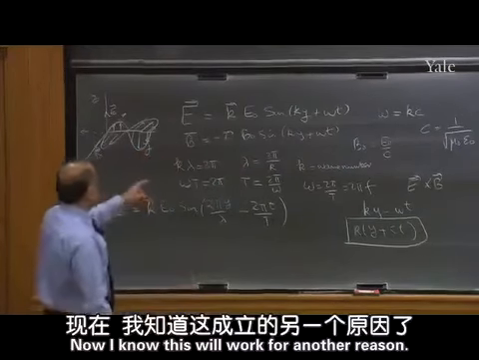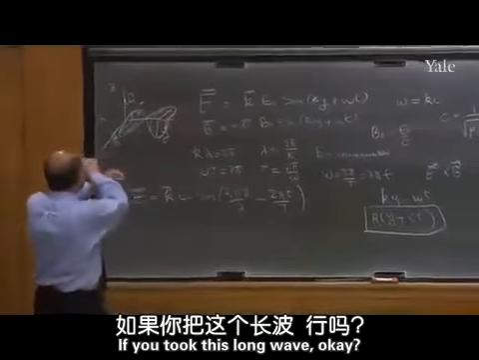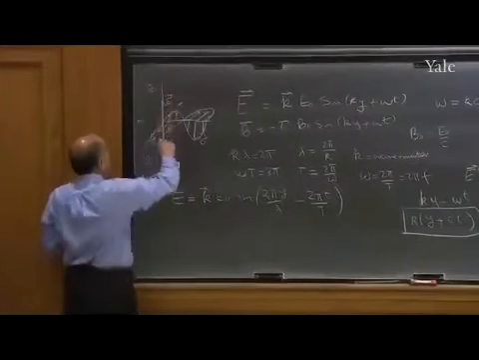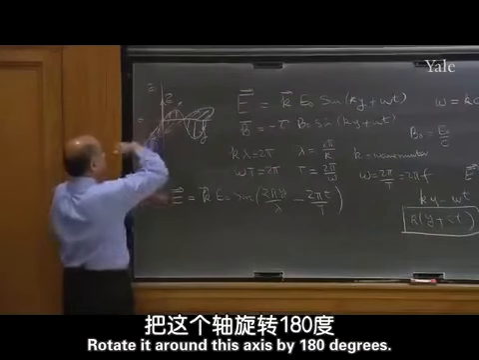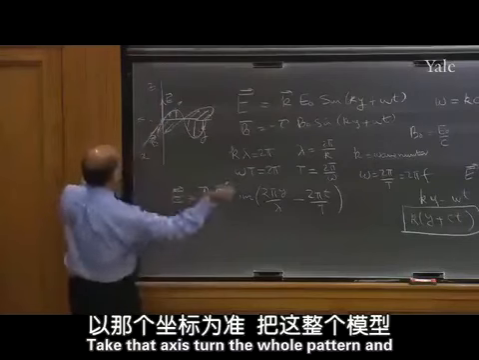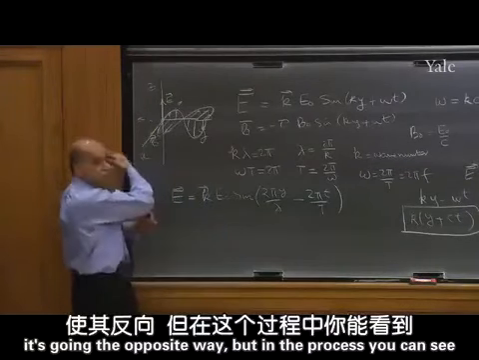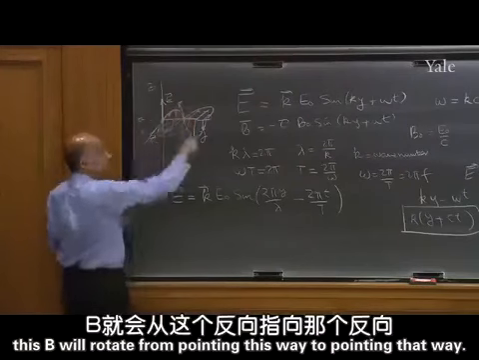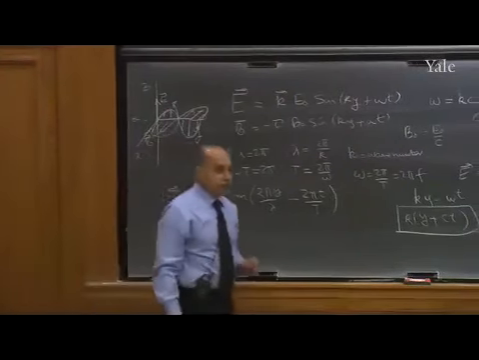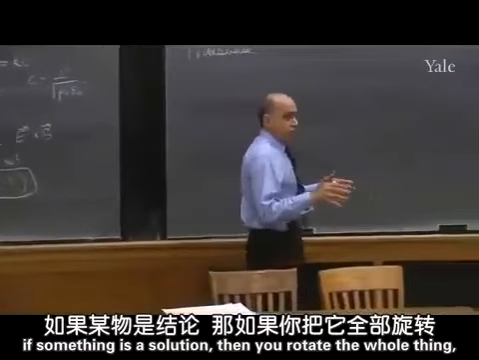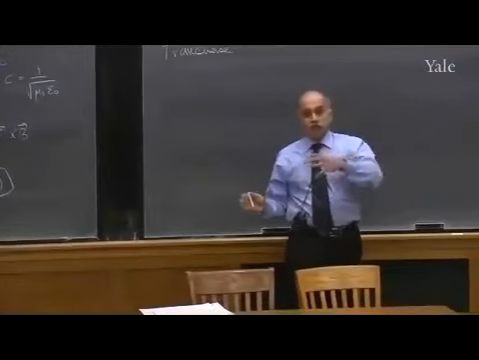Now, I know this will work for another reason. If you took this wave, I want you to think in your head, rotate it around this axis by 180 degrees. Can you do that in your head? Take that axis, turn the whole pattern, then it's going the opposite way. But in that process, you can see this B will rotate from pointing this way to pointing that way. And one of the properties of nature is that if something is a solution, then you rotate the whole thing, that's also a solution.